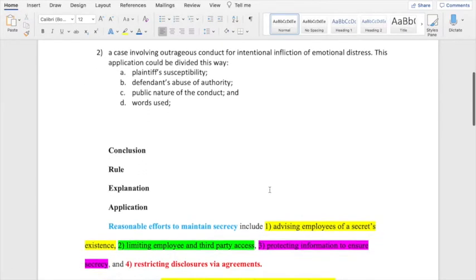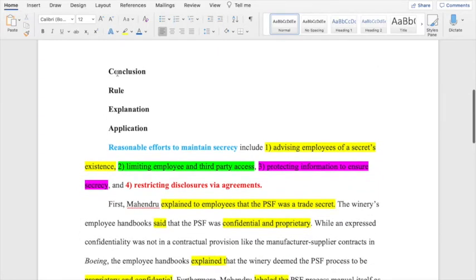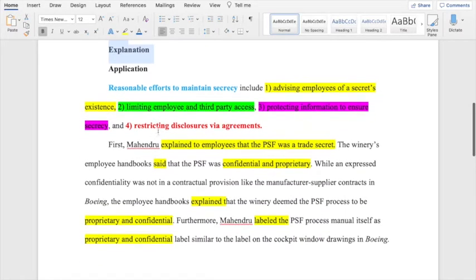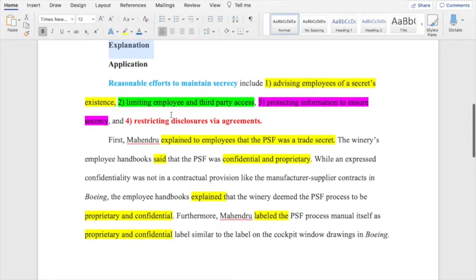Okay, so how does that look in writing? So here we have a CREAC. As you can see, we've got our conclusion, rule, and explanation we're going to work on later. And for now, we have our application. And so the element at stake here in this particular application is reasonable efforts to maintain secrecy with respect to a trade secret. So that's one of the elements of trade secrets, reasonable efforts to maintain secrecy.